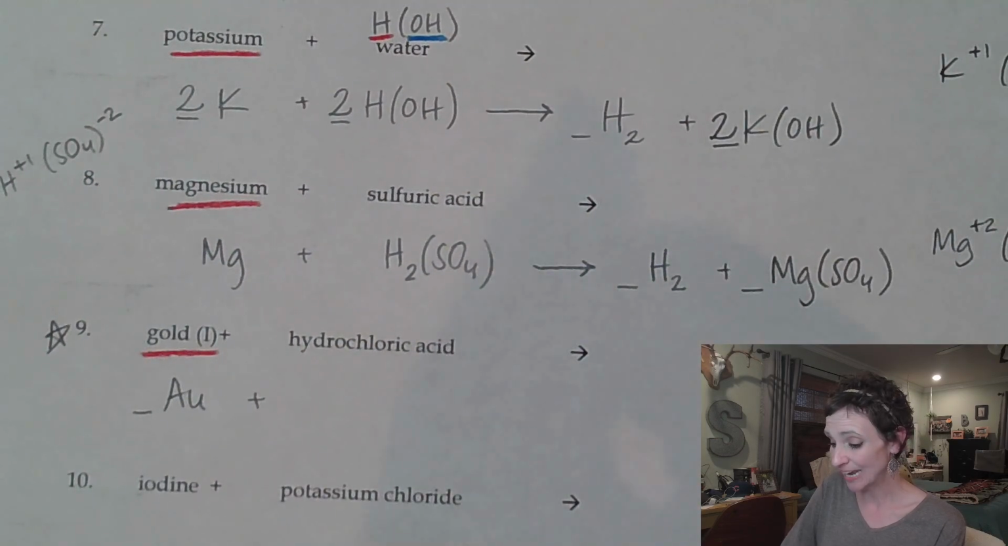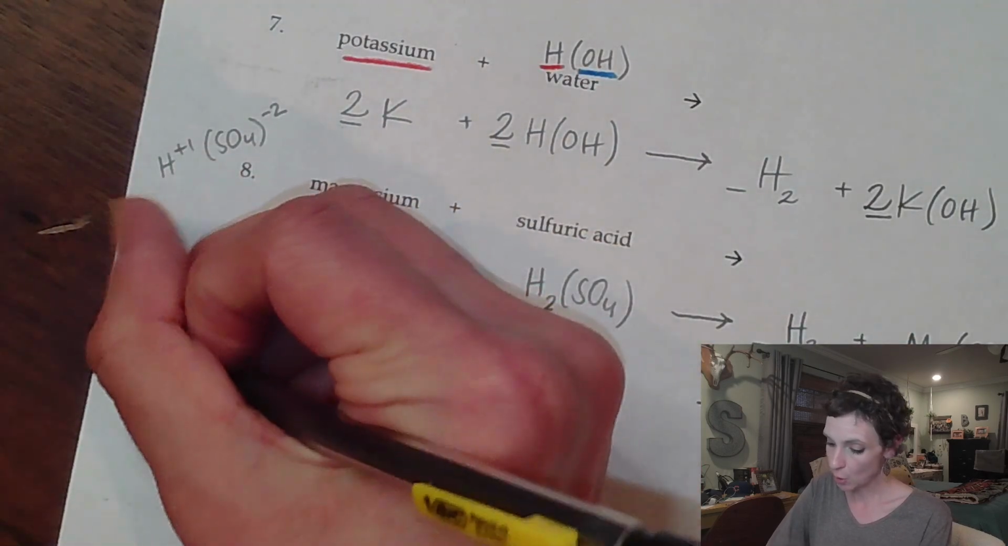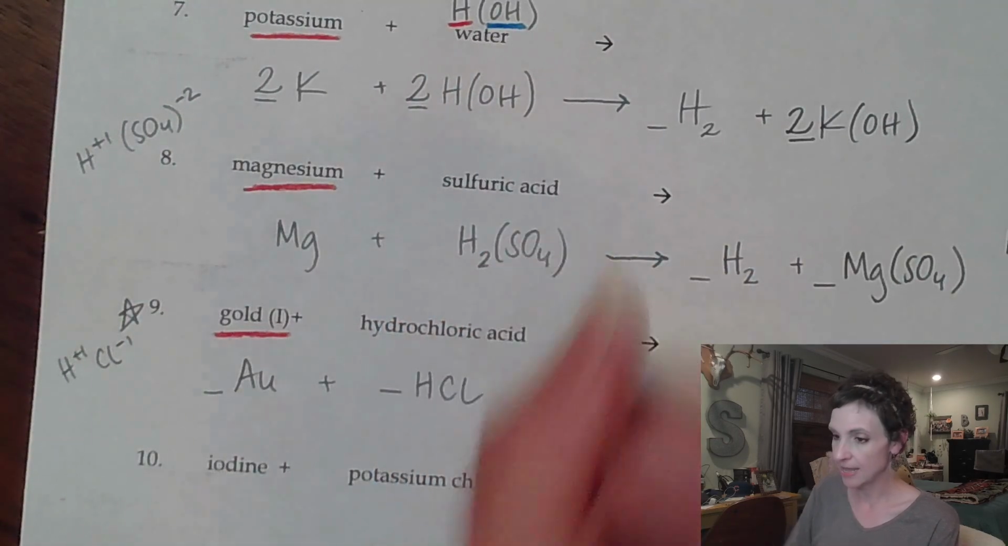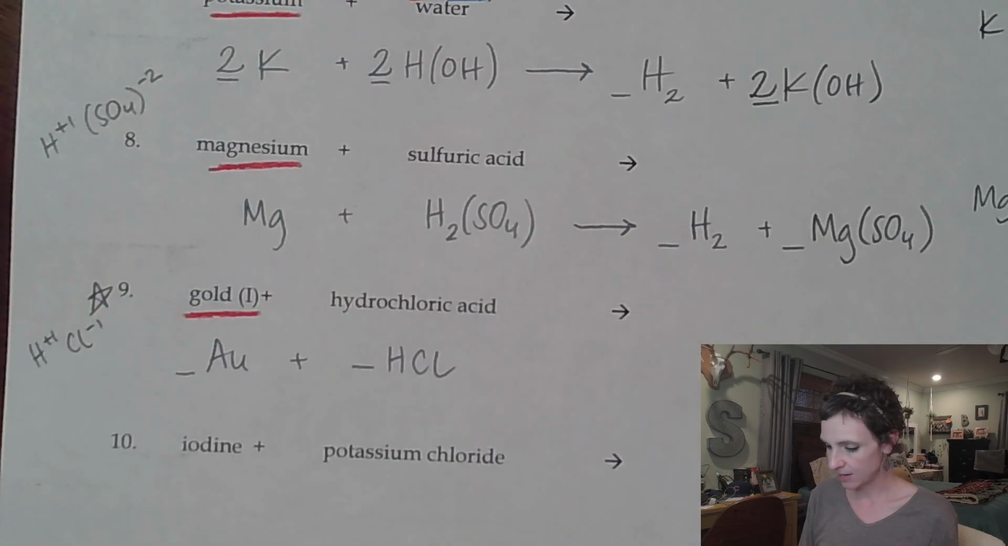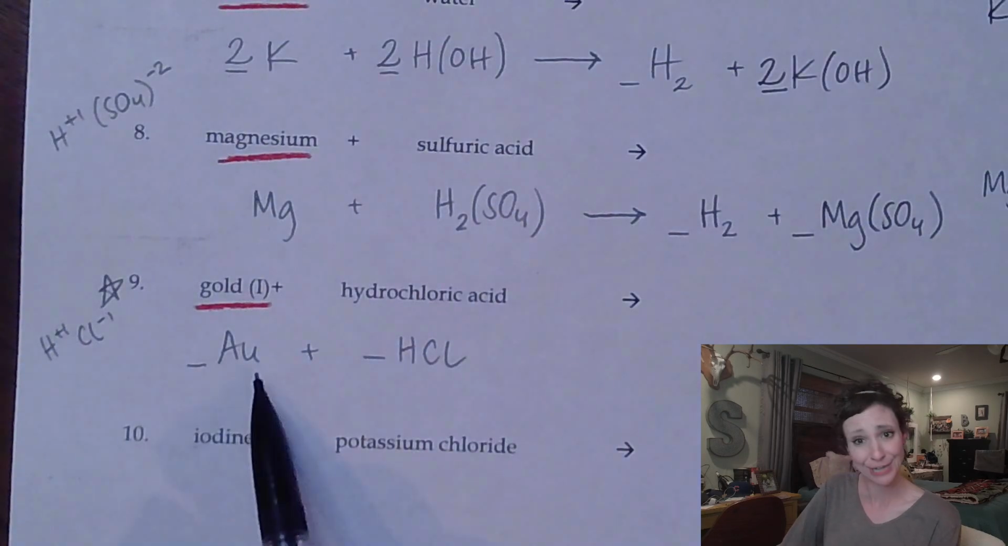And then hydrochloric acid is between hydrogen and chlorine. Okay, so I have HCl. Awesome. Who's prettier, gold or hydrogen? Wow, well, gold is down at the bottom, so I'm going to say that will not be successful.